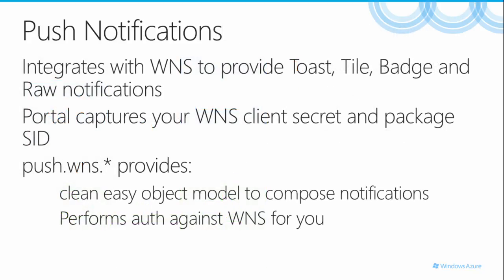So in mobile services, how do we do this? We provide a simple API called push.star. The star can be APNS, WNS, MPNS, or GCM, depending on what platform you want to push to. In the WNS namespace, we support tile, toast, badge, and raw notifications.